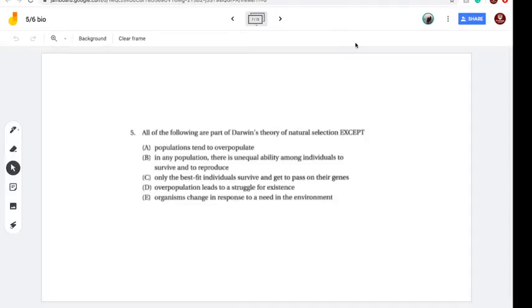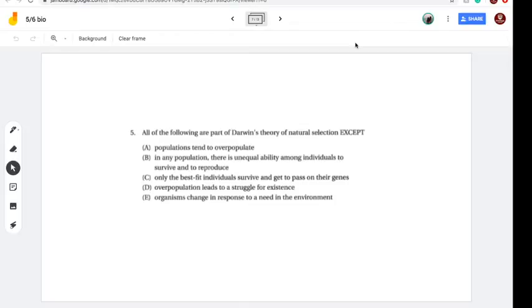I'll give you guys a couple of seconds to look at question number 5. It says all of the following are part of Darwin's theory of natural selection except. Change in an organism can be caused by mutations. However, mutations are random and do not result in a need to change. Organisms are no longer adapted to a changing environment. They either die or migrate.